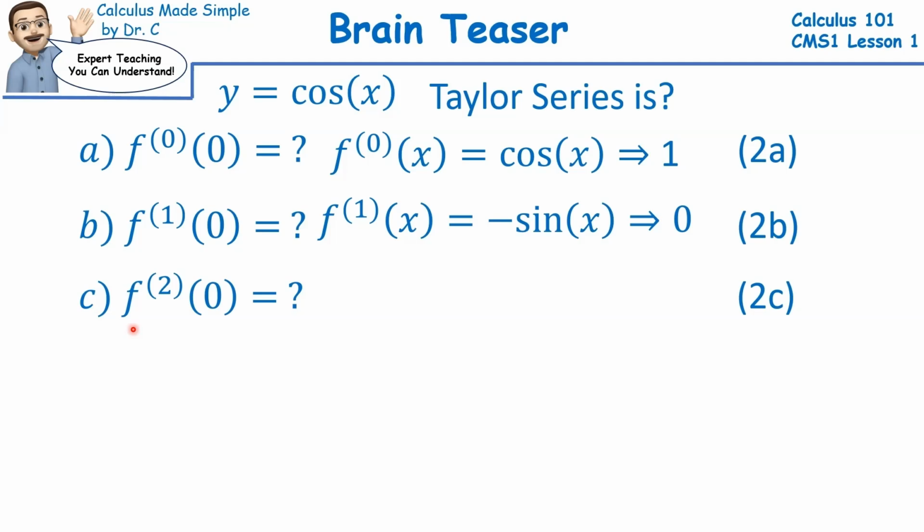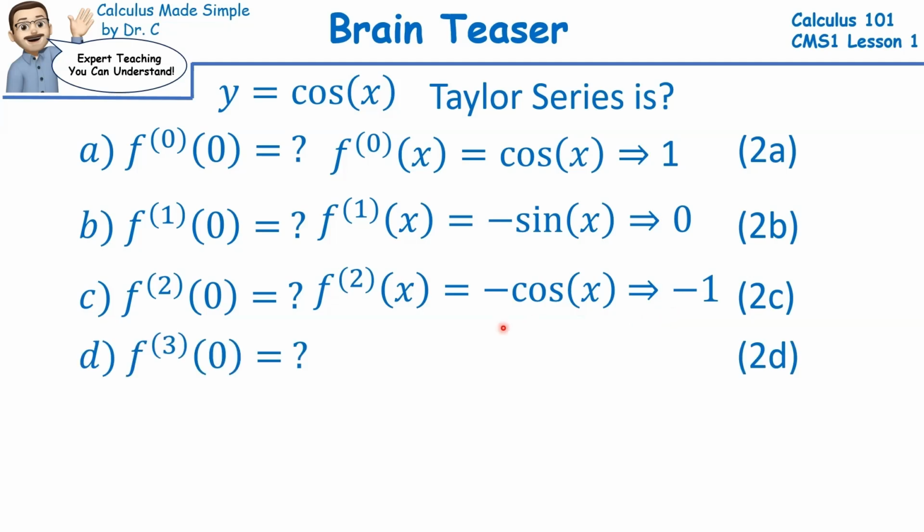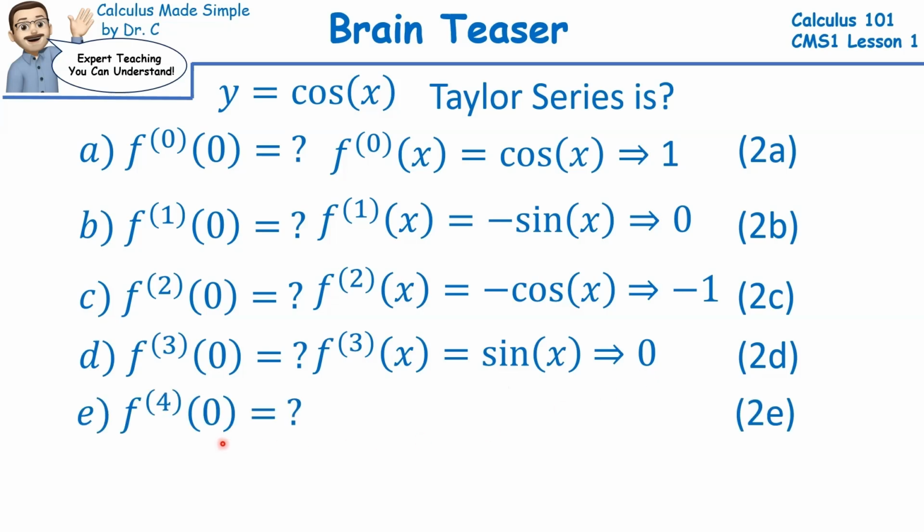How about this one? The second derivative evaluated at x equals 0. Second derivative of cosine of x is a minus cosine of x. Equals a minus 1 at x equals 0. The third derivative, taking the derivative of minus cosine of x, gives you sine of x. Evaluating that at x equals 0 is 0. The fourth derivative of sine of x is cosine of x, which gives you 1 at x equals 0.